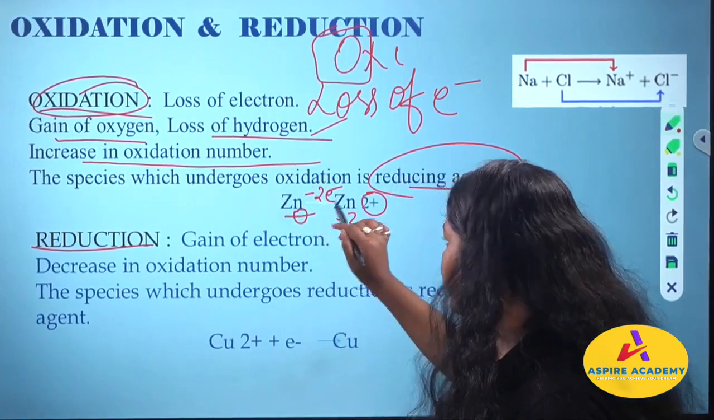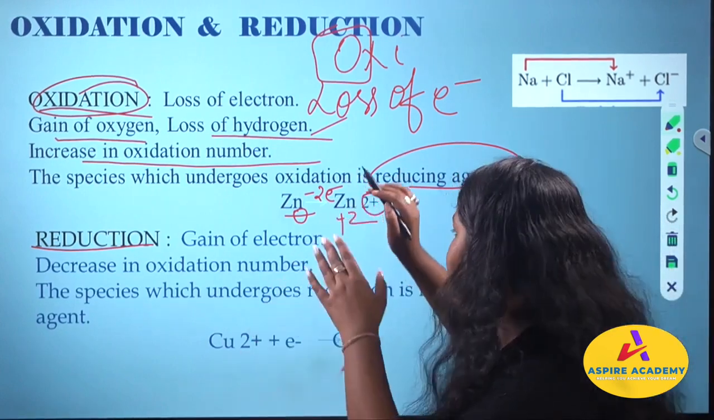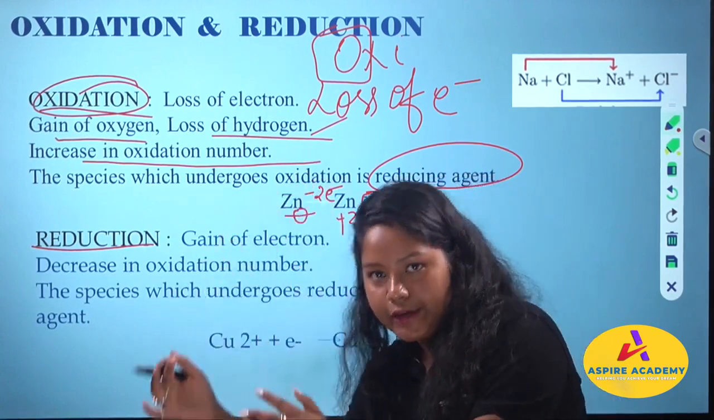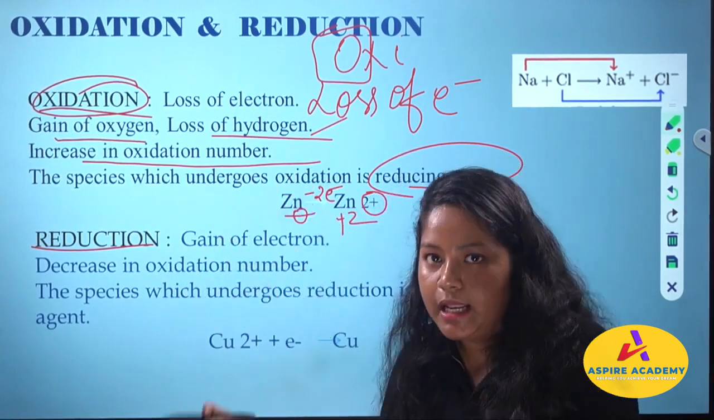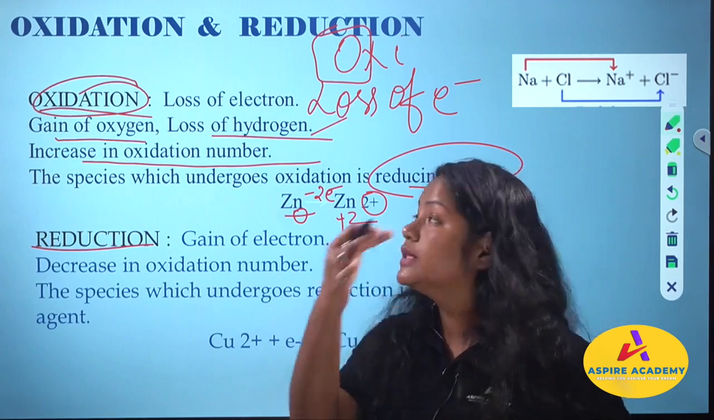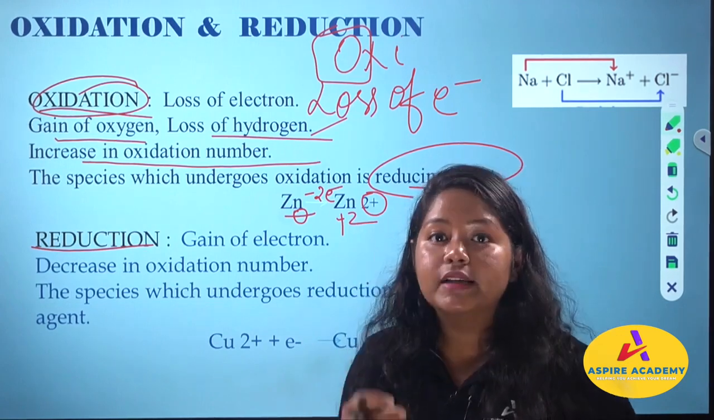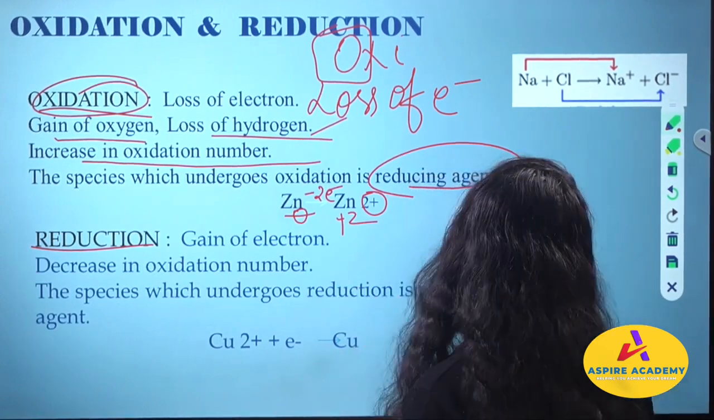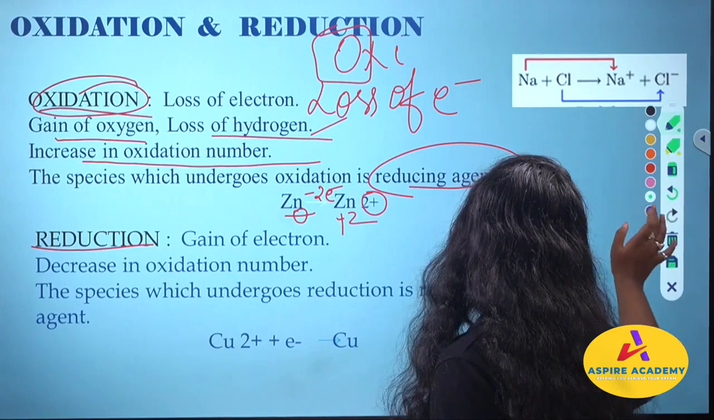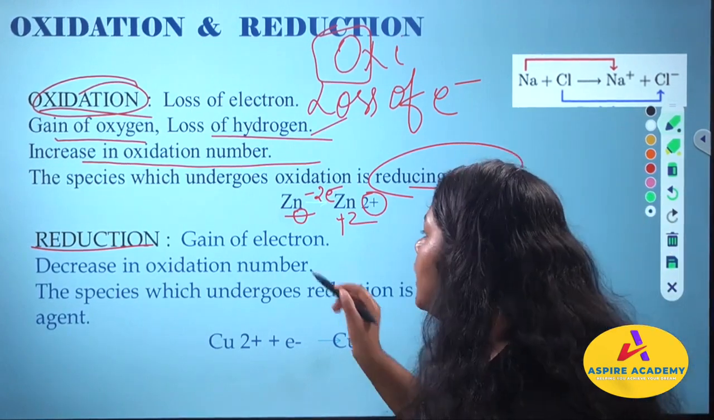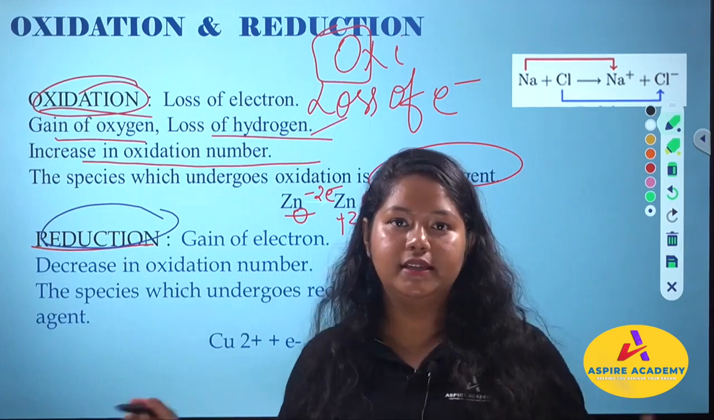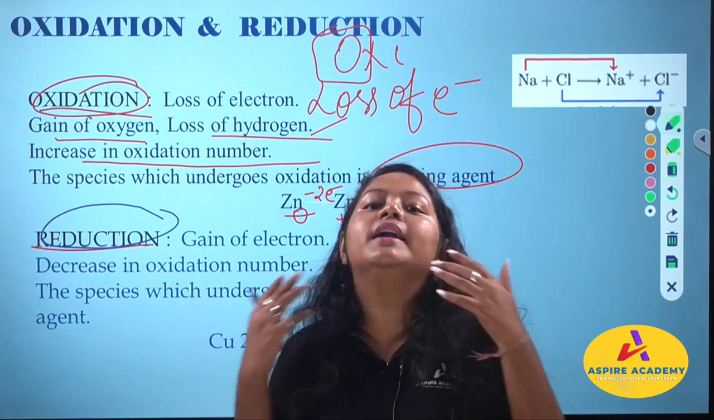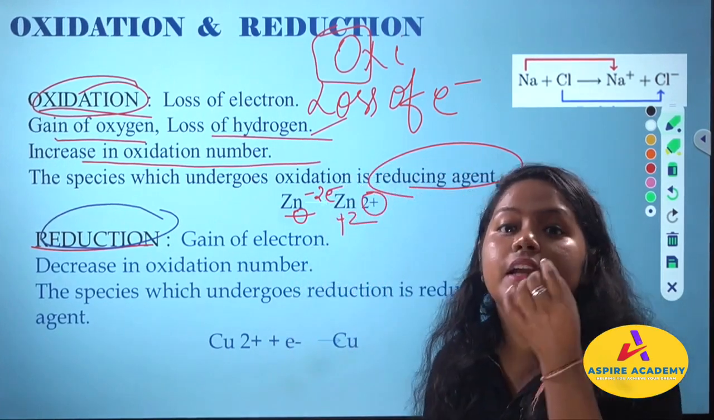Understood? Zinc is changing its state from 0 to +2, which means its oxidation number is increasing, but it is losing electrons. By the term losing electrons, we understand that oxidation is taking place. Understood? Now we have reduction. Oxidation is clear, I hope, right? Now we are getting into reduction. What is reduction? Reduction is gain of electrons.